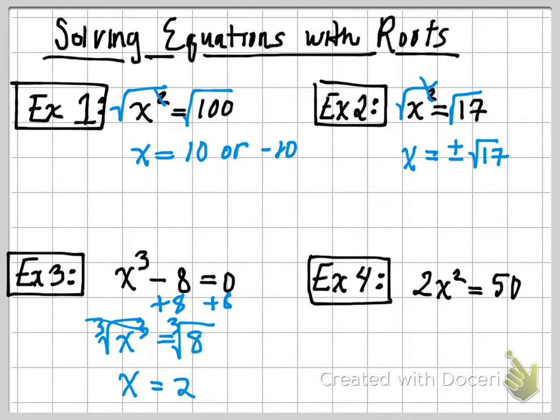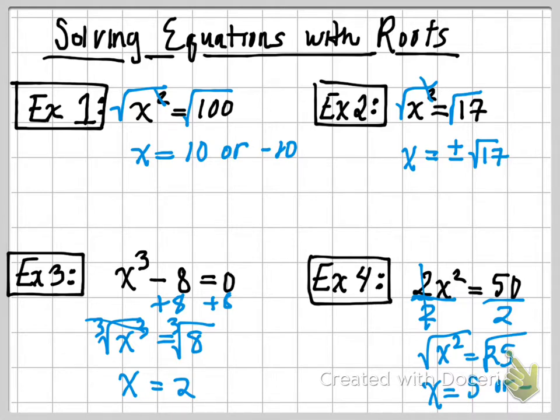Now in example 4, you could start by square rooting, but it's actually a little bit better to get rid of the 2 out front of the x squared and get the x squared by itself before you square root. So if I divide by 2, it's going to cancel the 2 out on the left, and I get x squared is equal to 25. Now when I square root, I get x is equal to 5 or negative 5.